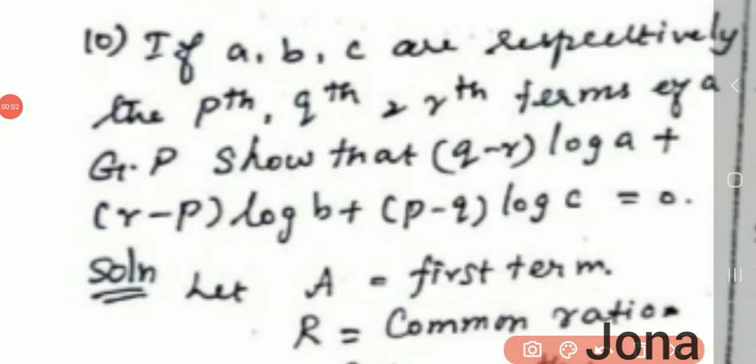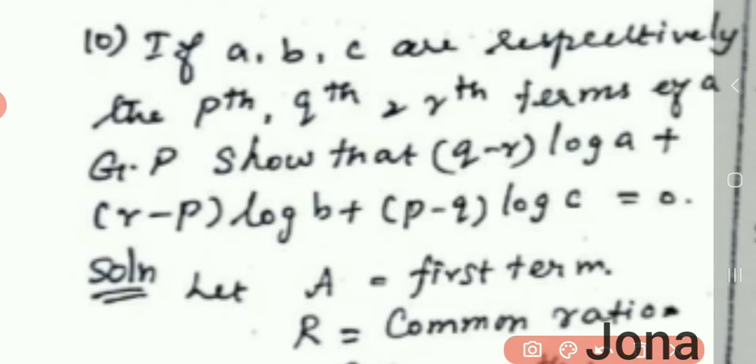10th sum. If a, b, c are respectively the pth, qth and rth terms of a GP, show that (q minus r) log a plus (r minus p) log b plus (p minus q) log c equal to 0. Here the pth term is a and qth term is b and rth term is c. These terms are in GP. We want to show this particular equation equal to 0 here. Okay, this is the problem given here.